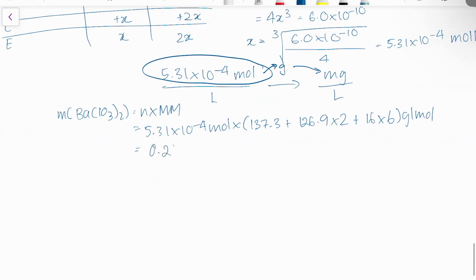0.258 grams. 0.258. This is 10 to the minus 4. That's a pretty big number.